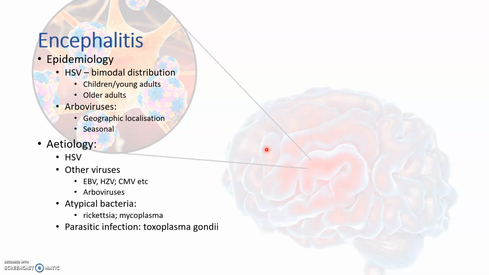Other viruses can cause more benign forms of viral encephalitis. These could include Epstein-Barr, herpes zoster, cytomegalovirus. We talked about the arboviruses already. Then some atypical bacteria such as Rickettsia and Mycoplasma, and some parasitic infections can cause encephalitis as well, such as Toxoplasma.